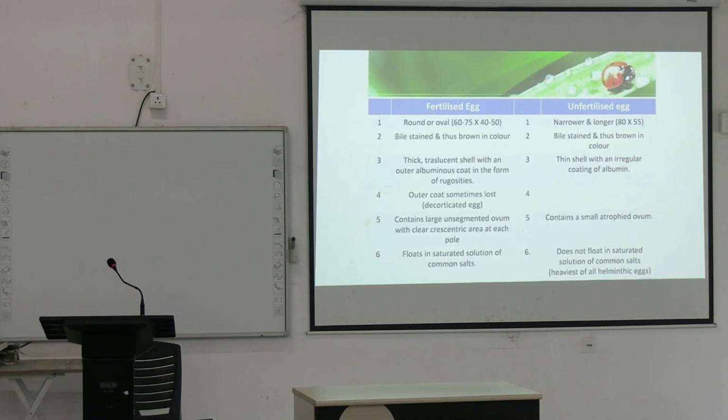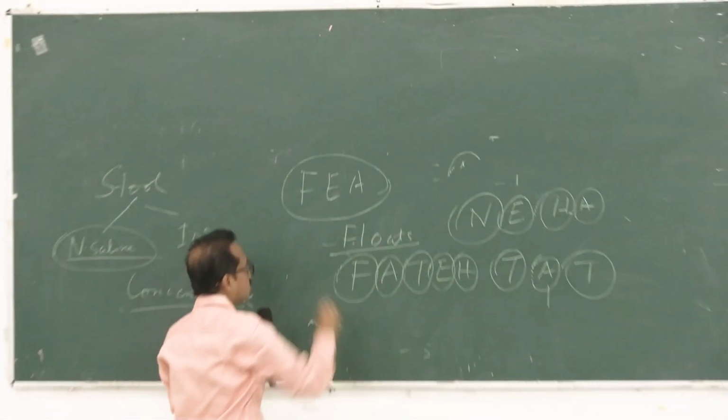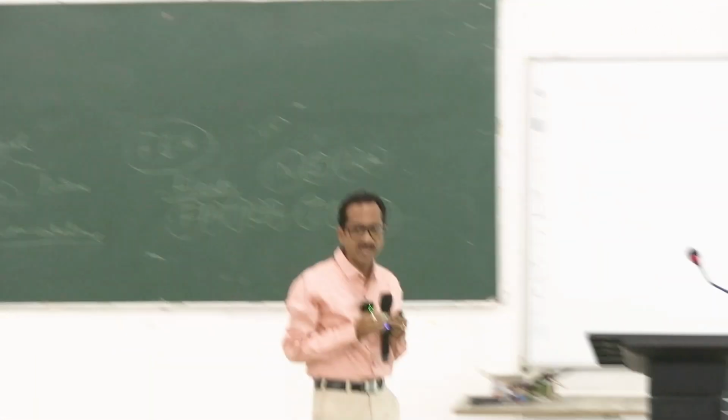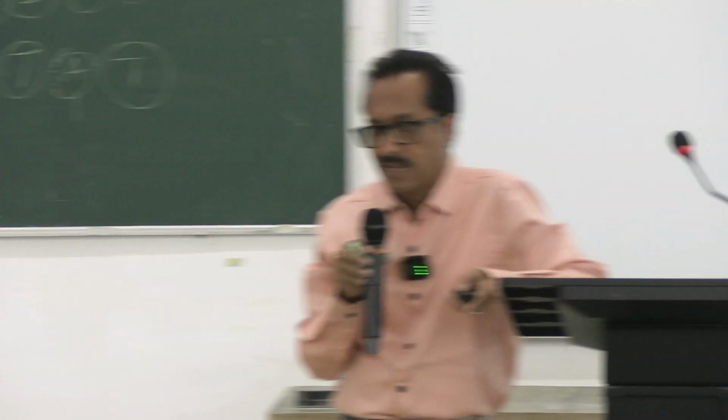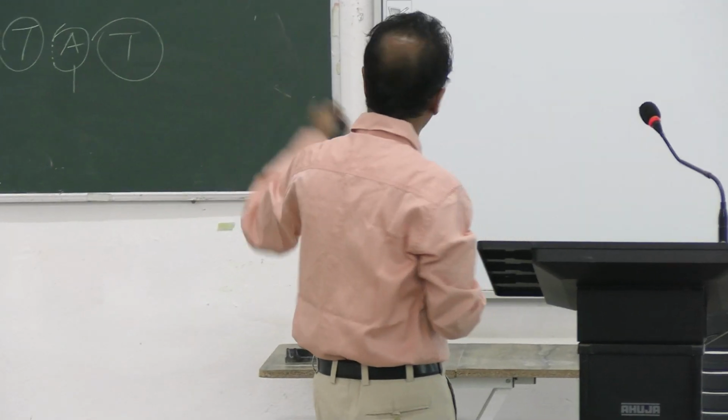Already you had an introductory class. Which is the most used concentration method? FEA, formalin ethyl acetate. Previously it was formalin and ether. Now ether is not used. This concentration method is most commonly used. So the FEA concentration method is used for the detection of eggs in stool.